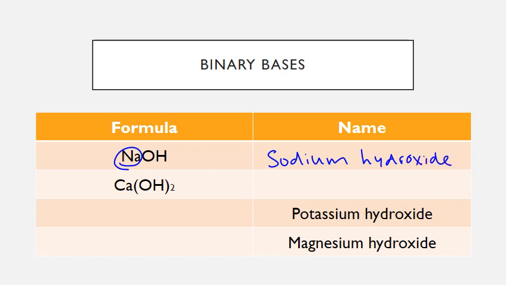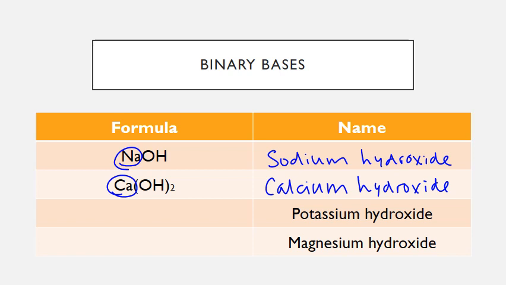Okay, and then for my second example, we're going to do the same thing. My metal is calcium, so I'm going to write calcium as my first word. And then OH is hydroxide. I don't have to do anything when I'm writing the names about the 2 subscript, so it's just calcium hydroxide.